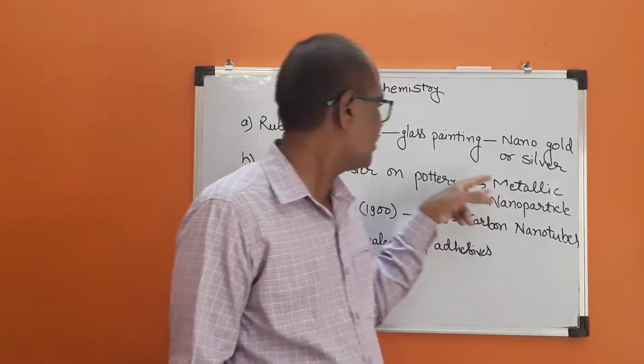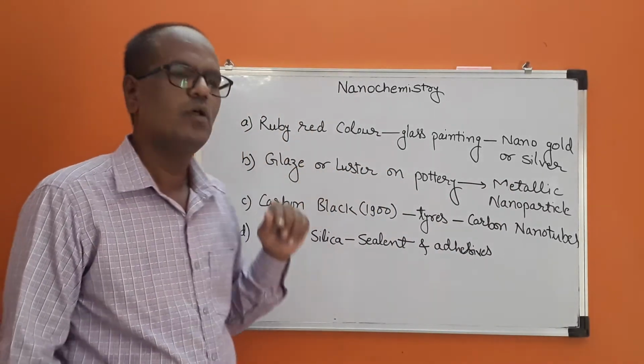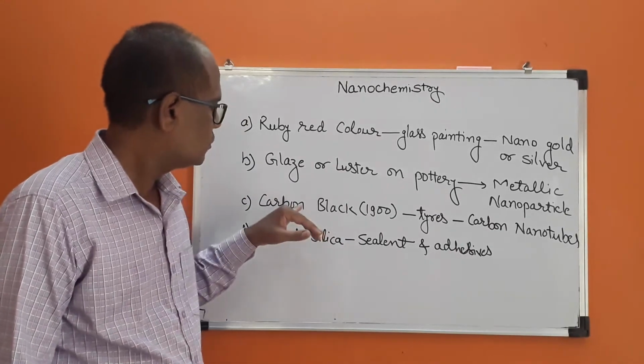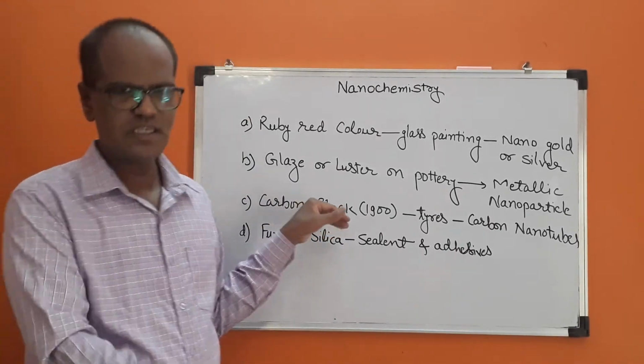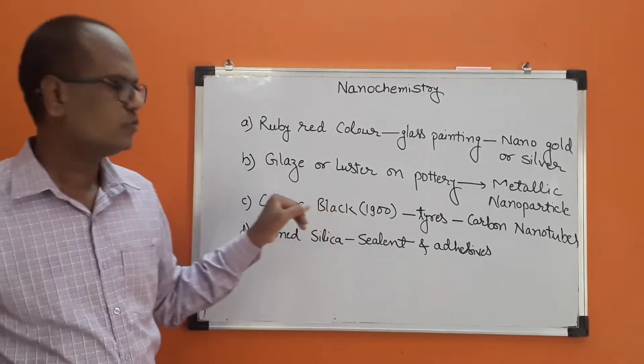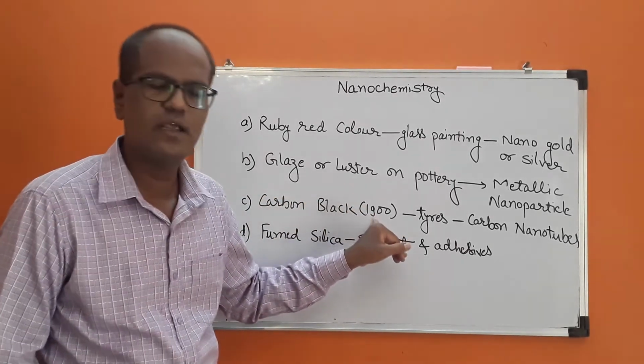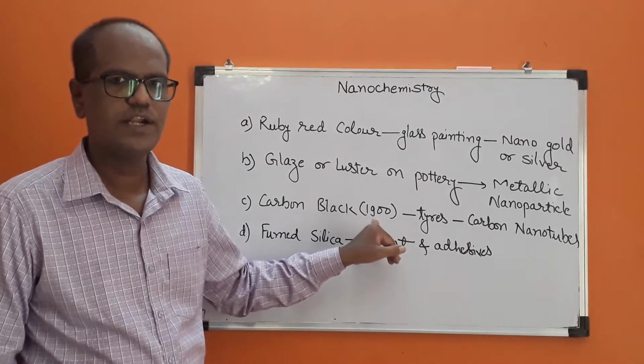Due to metallic nanoparticles, glaze or the shine or the luster was produced. So far as carbon black is concerned, this is a recently found compound. It was invented in the 19th century, around 1900.